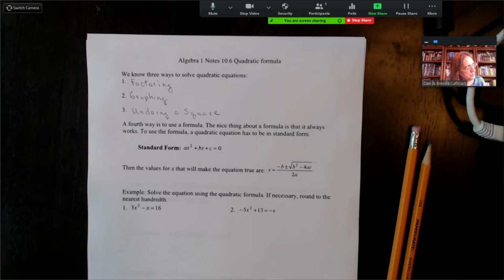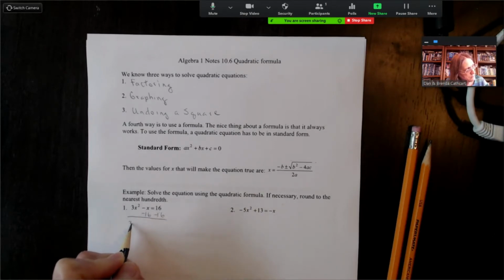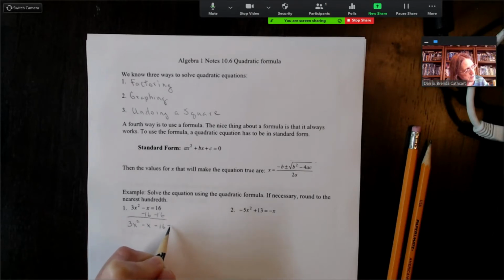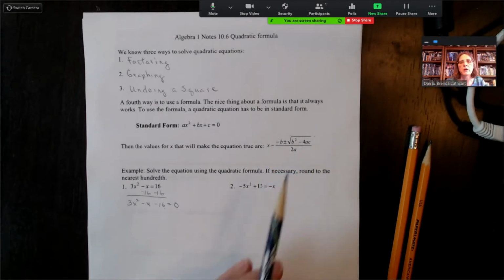So in question number 1, we don't have our equation in standard form. It's not equal to 0, so we need to make it equal to 0. We're going to do that by subtracting 16 from both sides of the equation. We have 3x squared minus x minus 16 equals 0. And now we need to identify the a, the b, and the c in our standard equation so that we can use it in our formula.